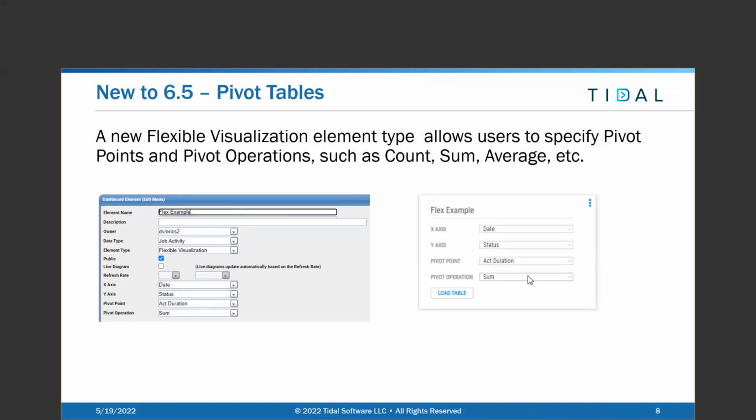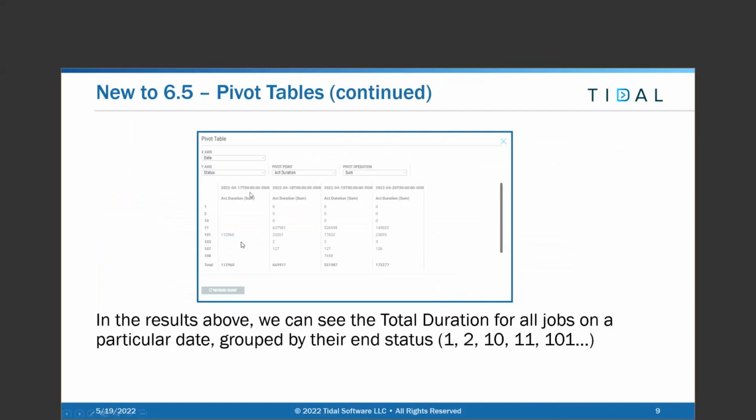As you can see in the example here in my demonstration, we have the date as the x-axis, y is the status, and then the duration and sum. And if we go forward, we can actually see that for a particular date, we had 112,960 total minutes that were completed, shown in a completed normal status. So we can actually get a sum value of that information that you're looking at based off of those values.